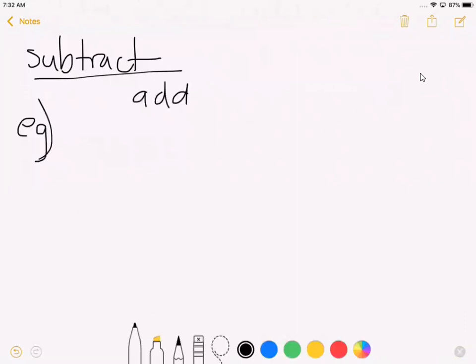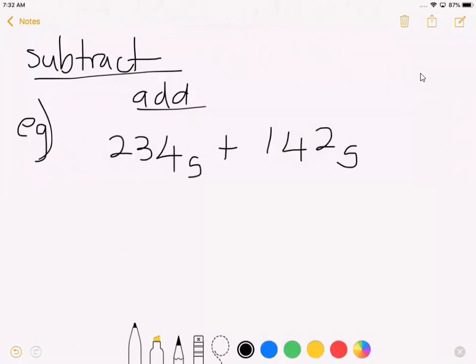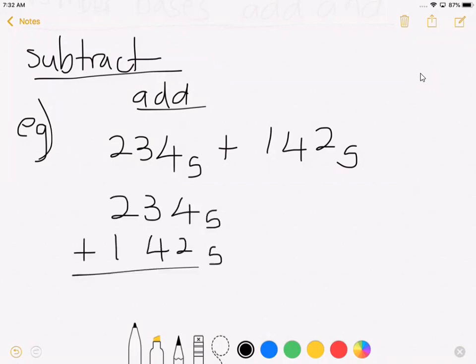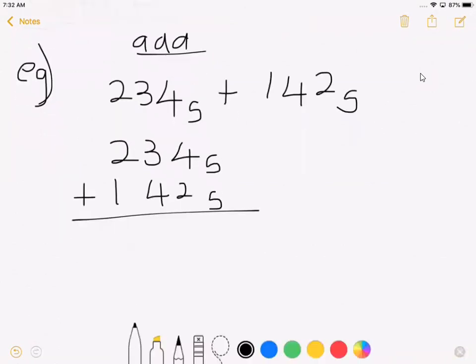You are required to add 234 in base 5 plus 142 in base 5. You are required to add those two numbers. So what you will do is 234 base 5 plus 142, which is also in base 5. As we do addition, you start from the far left. So you are going to say 4 plus 2. 4 plus 2, what do you get? 6.